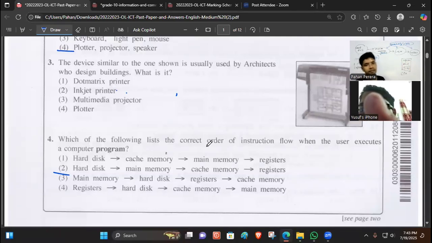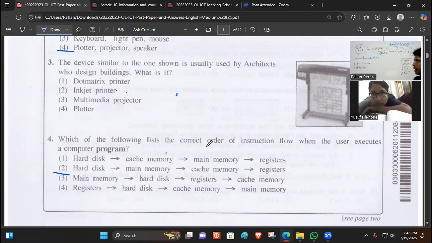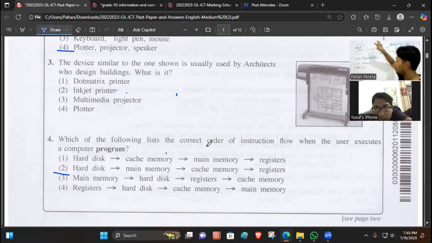Okay, then once you access a program that you have saved in your hard disk, it will move from hard disk to main memory, from main memory to cache memory to register. This one, okay. The same register I have marked here is also inside the central processing unit.